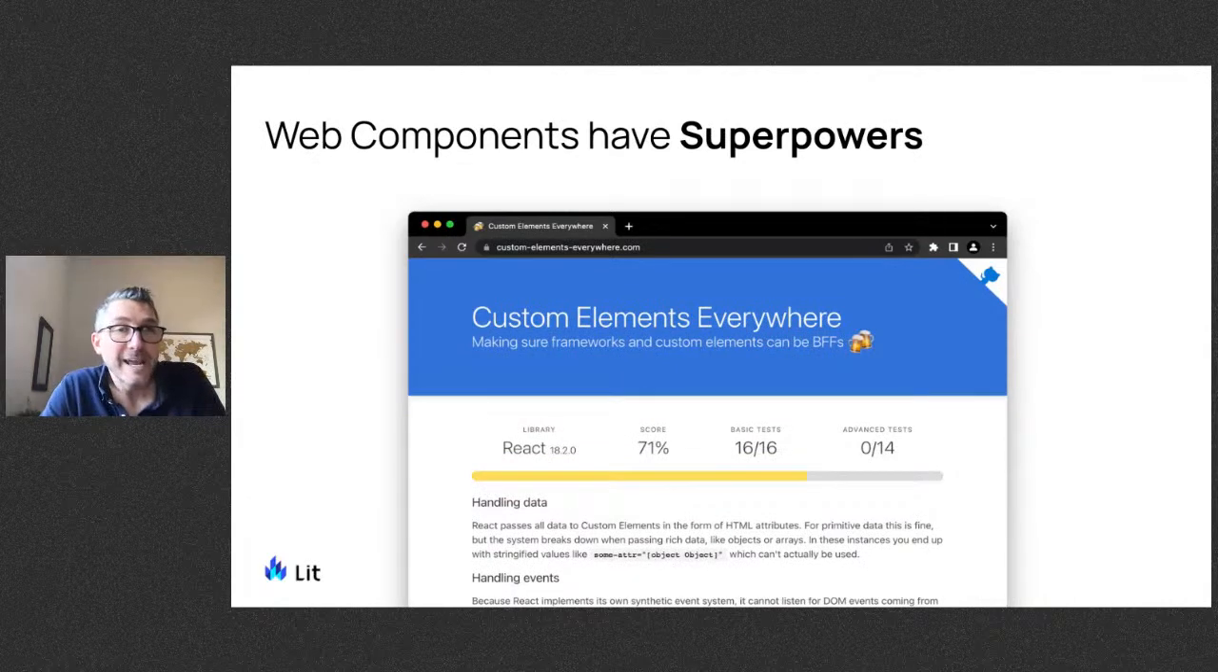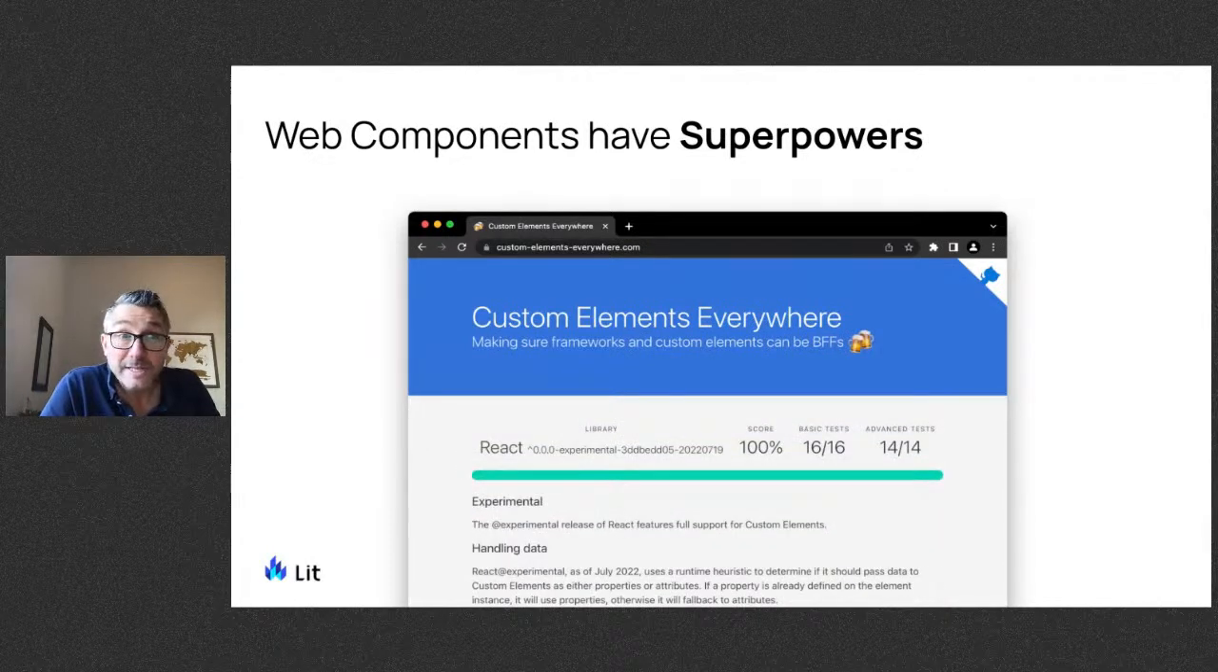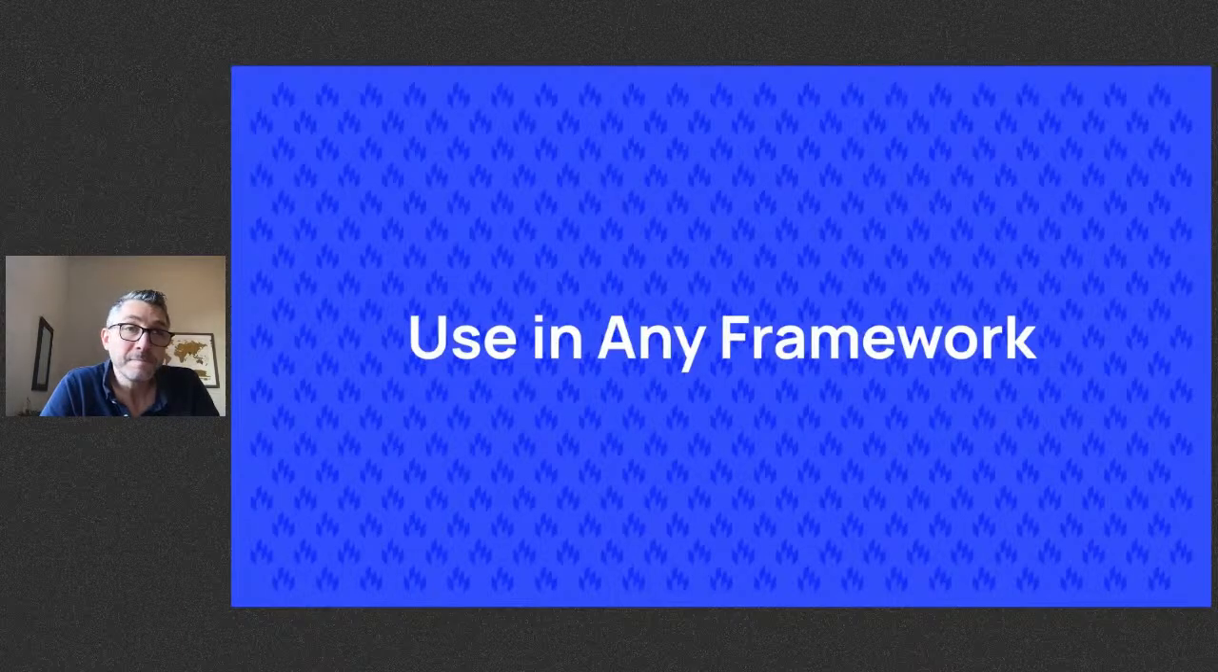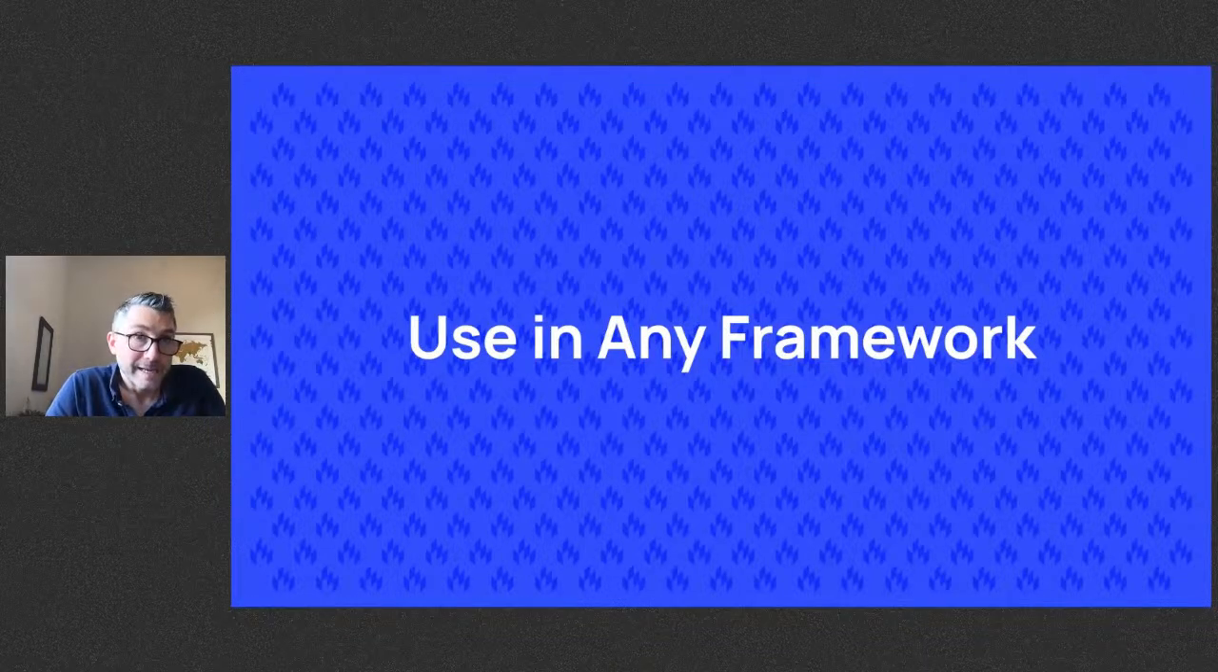React has historically kind of had trouble with some DOM concepts like setting event handlers and properties on web components. And the good news is that they've already landed fixes that will address those issues in a future version of the framework, giving them 100% on custom elements everywhere as well. So the takeaway is that web components interoperability means that web components will work just about anywhere.